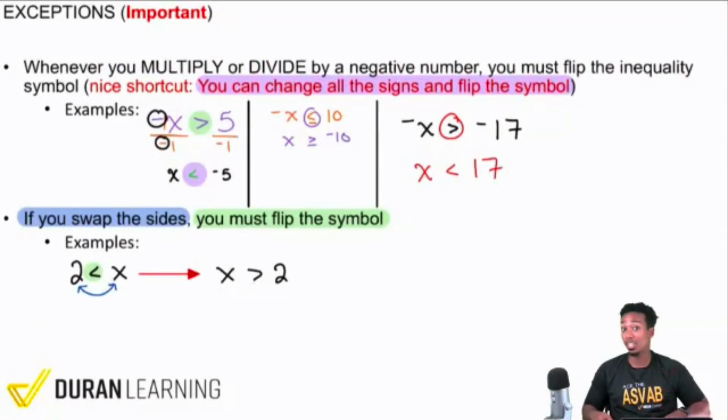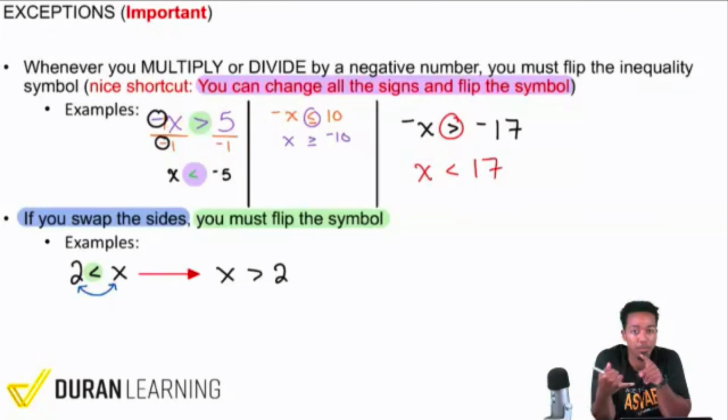Again, we just took like 10 minutes on this because it's way too important. You multiply or divide by a negative, flip the symbol. If you are swapping the sides, flip the symbol. Those are the two major rules. Very easy to overlook, but very major rules.